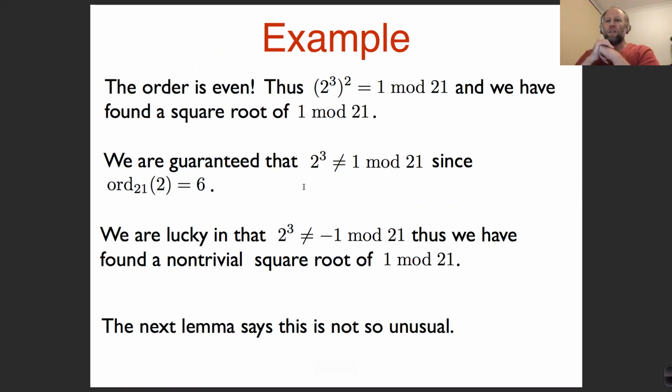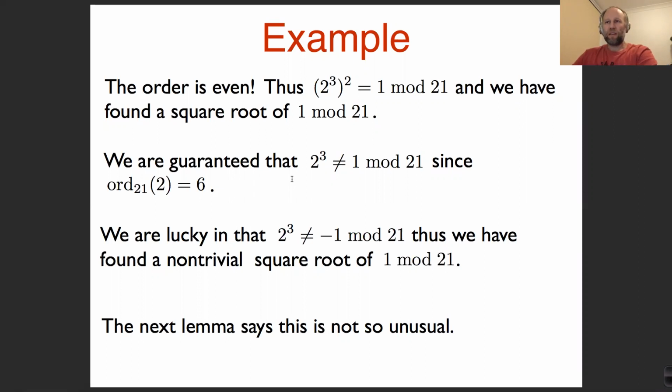Okay, so the other condition that we needed, right? We needed not just to find a square root of 1 mod m, but this other condition, that the square root is not equal to plus or minus 1 mod m. Okay, so not equal to 1 mod m, that's easy, because if we find something whose order is greater than 1, then it's not going to be equal to 1 mod m.